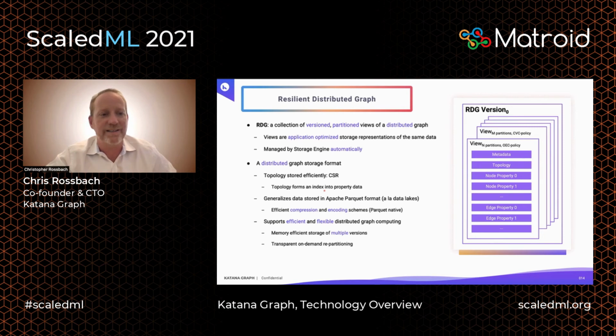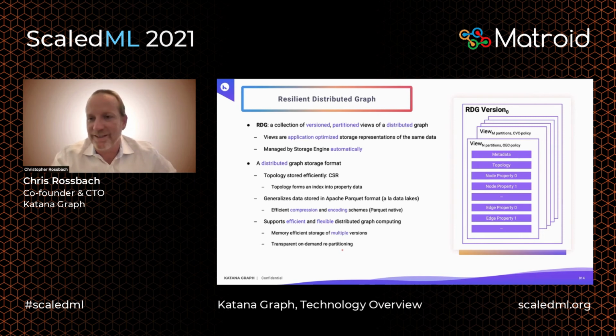And that property data itself is captured essentially in columnar format using Parquet. So this gives us a nice integration story into modern data lakes, but ultimately boils down to efficient compression and encoding schemes. It also enables our graph engine to support efficient and flexible distributed graph computing because these multiple versions are also captured in a memory efficient delta encoded way and also support transparent on-demand repartitioning to deal with demand for different partitioning policies or different numbers of hosts.